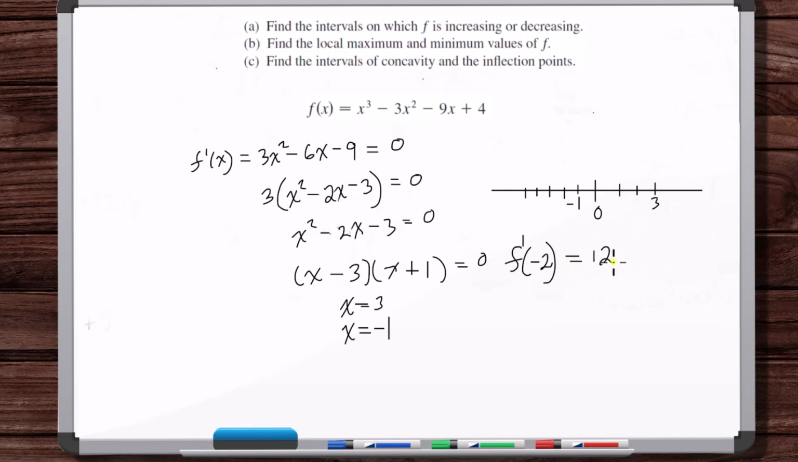4 times 3 is 12. Minus 6 times minus 2 is positive 12. So 15. So it's positive here. So it's going to be increasing in this region. From negative infinity to minus 1, the open interval, the function is increasing.